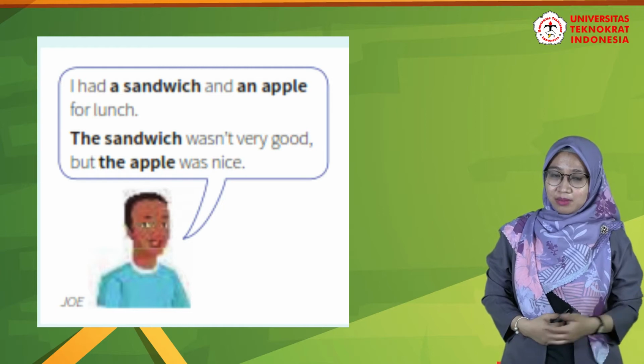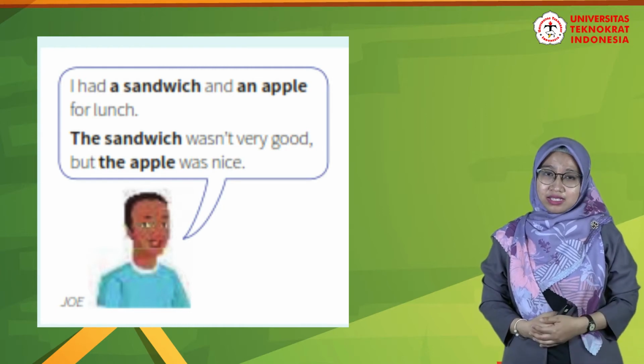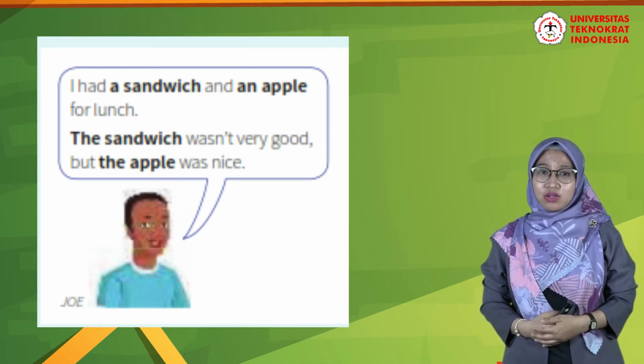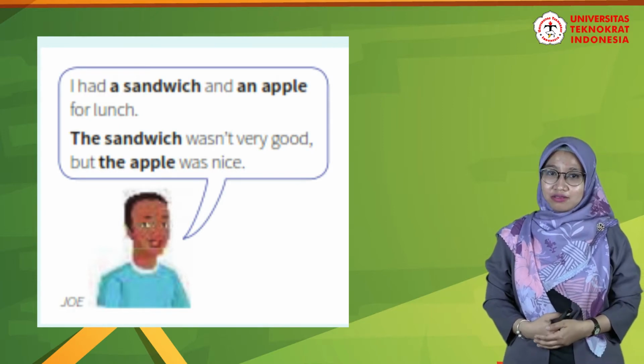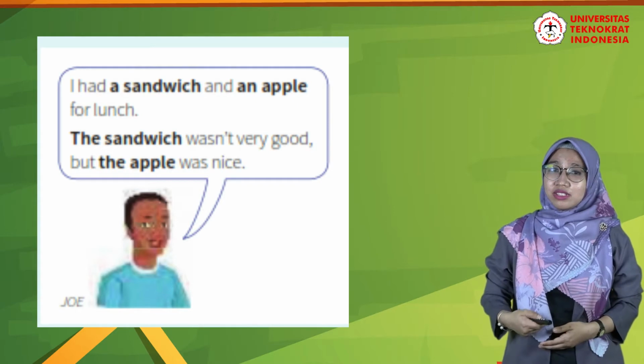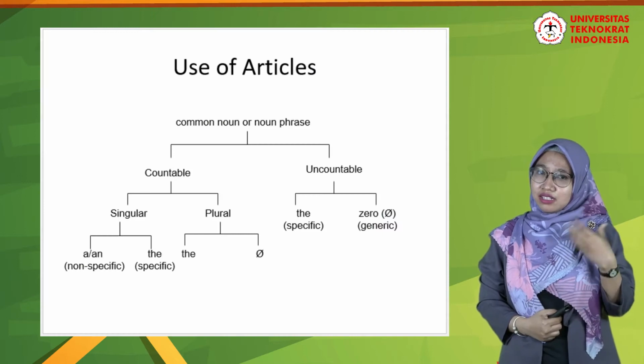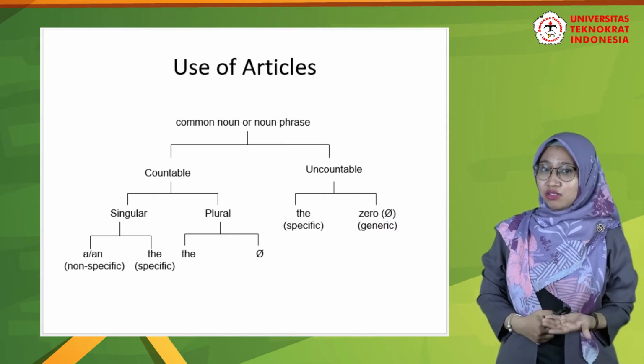Okay, so a and an are basically the same article, the indefinite article, right? But the question is, when and how do we use the different articles for different nouns? As the illustration shows here, the article precedes the noun. So the article comes before nouns. Now let's do a quick review about the nouns first, right?